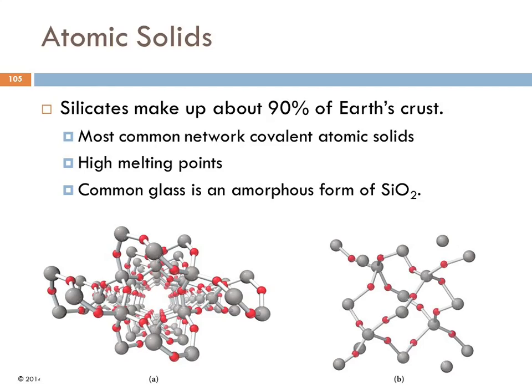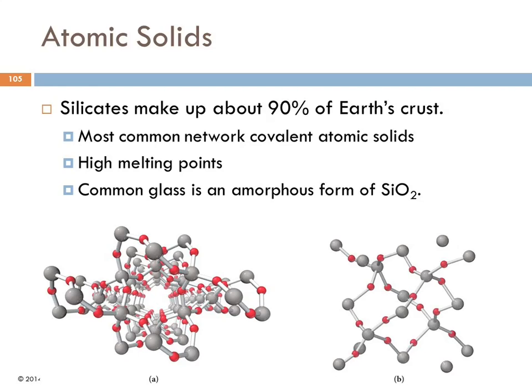Silicates are the most common network covalent atomic solids. So compounds of silicon and oxygen. Sand. Sand is made of silicates. This is one structure. Is there a lot of sand on the planet? Yeah, there's lots of sand. So it's the most common network covalent atomic solid.